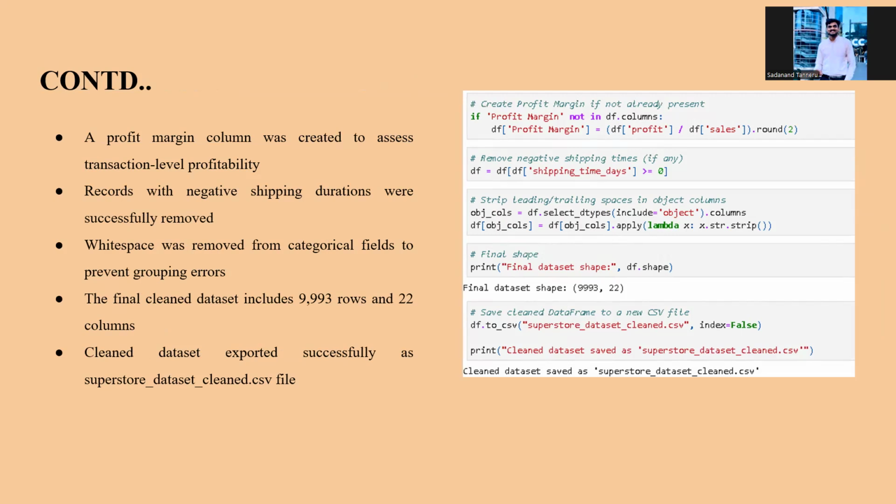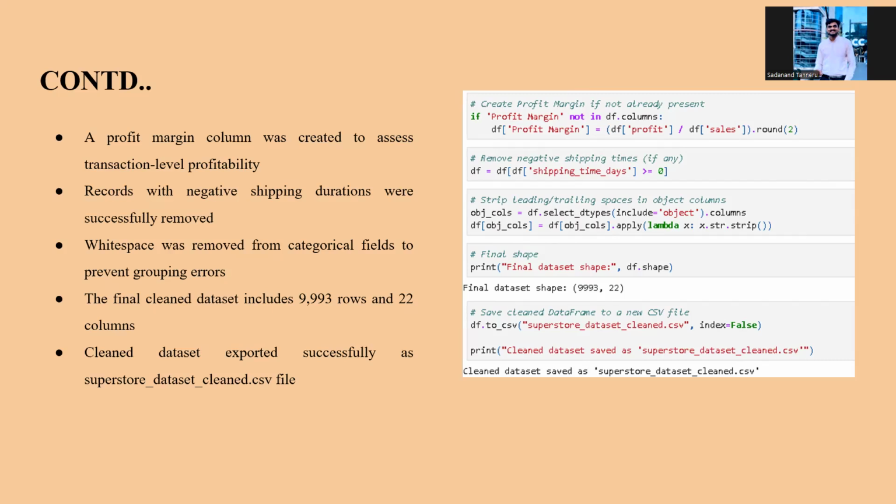So in this slide, a profit margin column was created to assess transaction-level profitability, and records with negative shipping duration were successfully removed, and white space was removed from category fields to prevent grouping errors. The final cleaned dataset includes 9,993 rows and 22 columns, and it was exported successfully as the Superstore dataset clean.csv file.